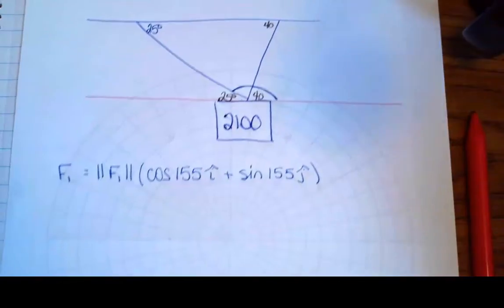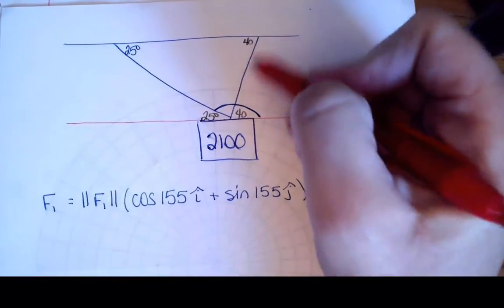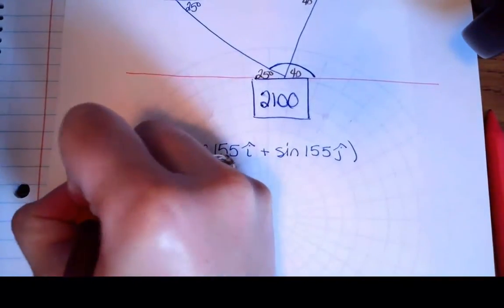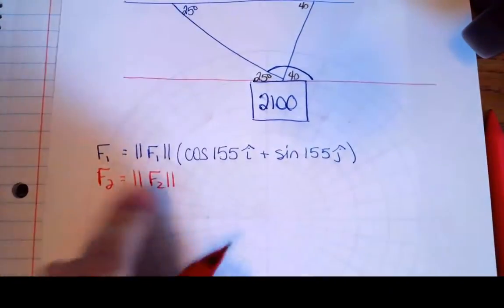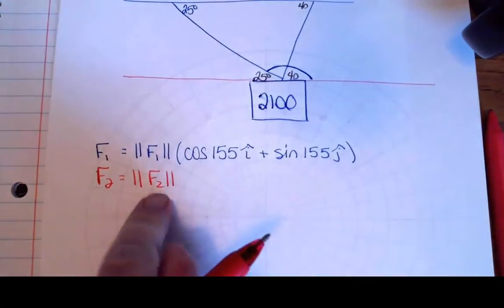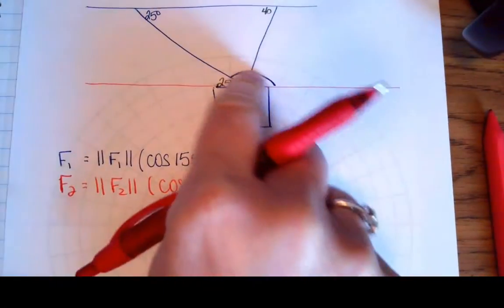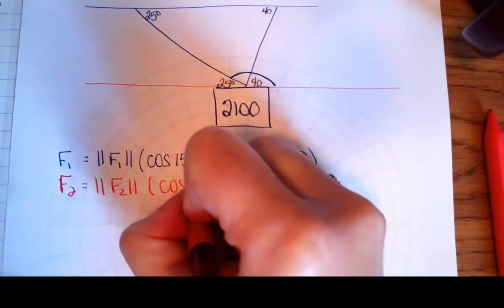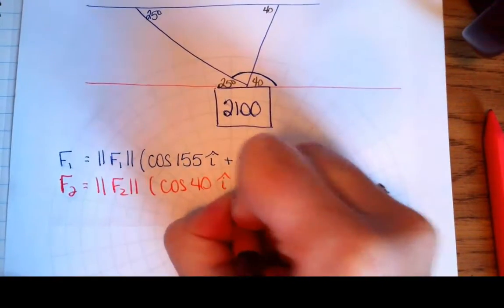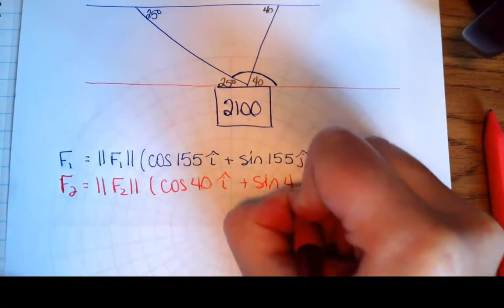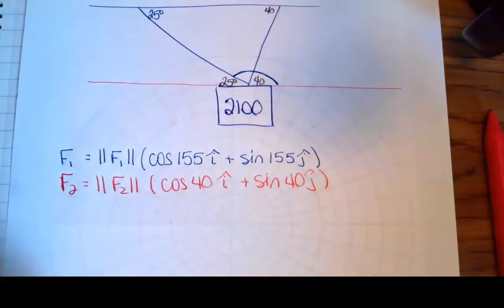Okay, the second one is we're going to grab this one. So this will be force 2, and I'm going to be looking for its magnitude, because I know the angle measure. I just need to know what the magnitude is. So I've got the cosine of 40 degrees on I plus the sine of 40 degrees on J.